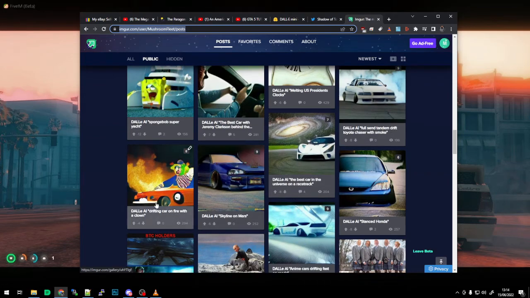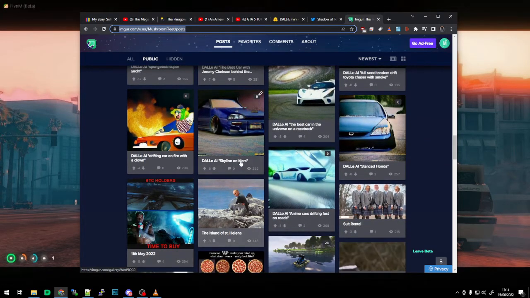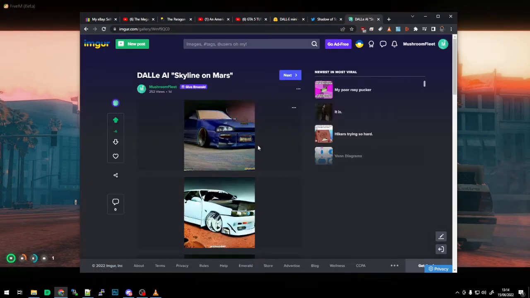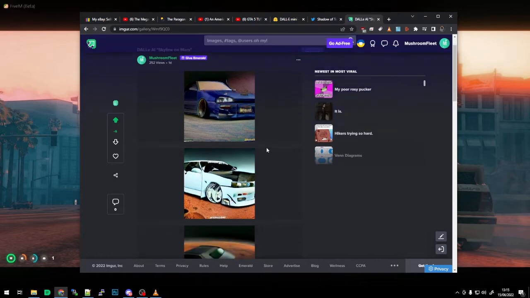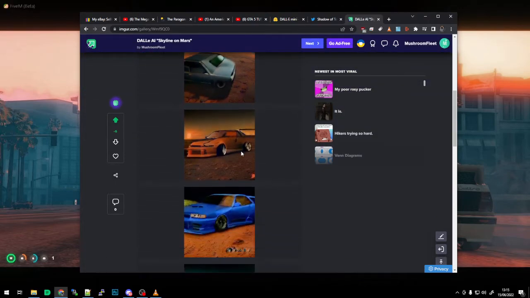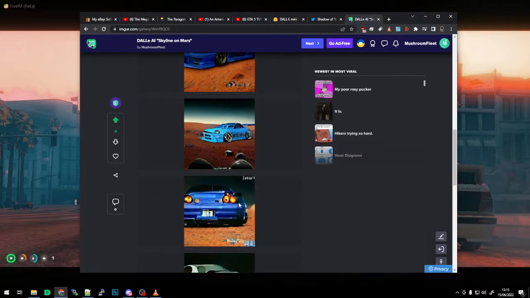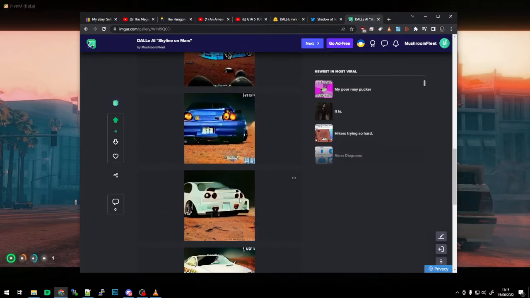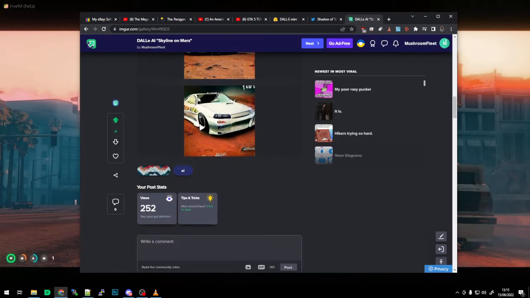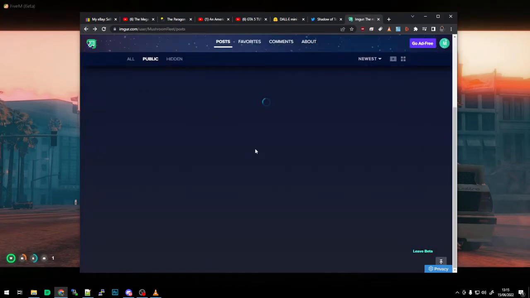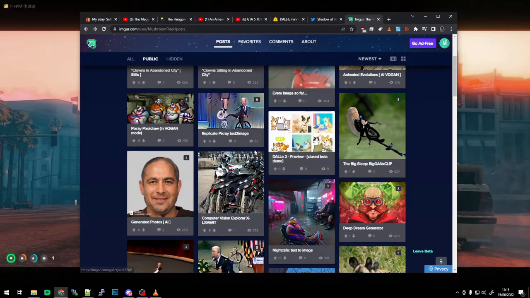So I use DALL-E AI to generate a lot of these images, and they look best when they're small. The problem is that they get blown up, but this is actually how big they are. So if you blow them up, they look crap. But if you squint, they look fine. So these were all generated with Skyline on Mars. Some of them look all right. Some of them look a bit cursed, like I say. AI doesn't really know what it's doing, but it's pretty impressive where you just put something in and then it just gives you the thing.